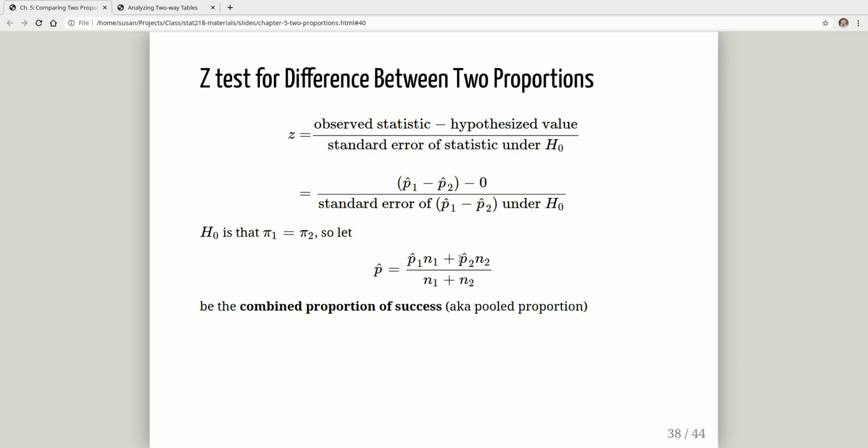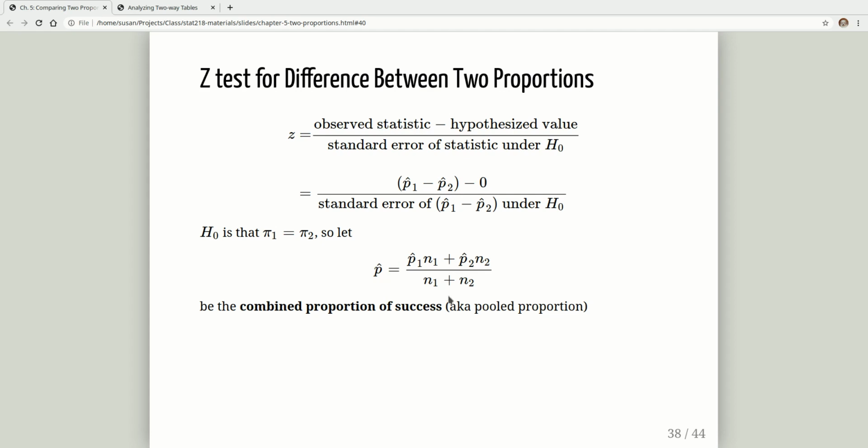So our null hypothesis by default is that pi 1 equals pi 2. So we're assuming that is true, which means that we can create a pooled proportion of success. That's equivalent to the number of successes in group 1 plus the number of successes in group 2 divided by the total number of observations. Okay?